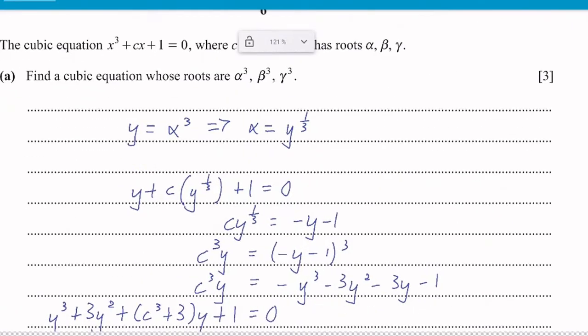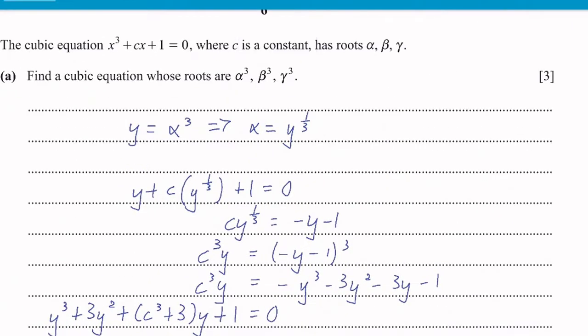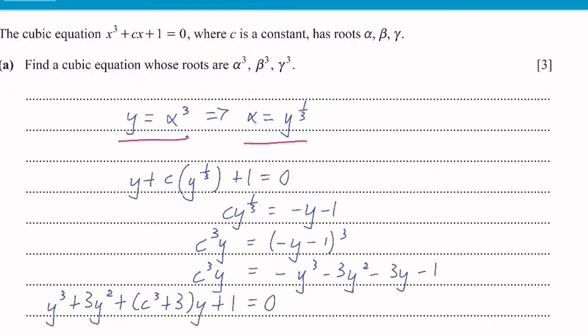So the next one is to find the cubic equation which has the roots of the cubes of alpha, beta, and gamma. As usual, let the new variable be these roots. Let's say y is alpha cubed, and then we make alpha the subject, so we get y power 1/3. So y itself is the x cube here, and this is y power 1/3.